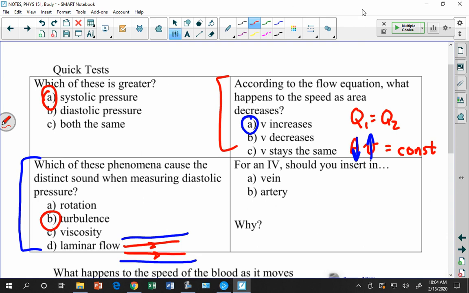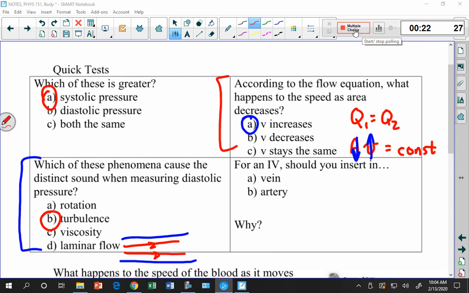All right, so for an IV, where should you insert the needle? In the vein or the artery? In a second, we'll ask why. But now, if you want to put in an IV, where are you going to put it? In the vein or the artery? Okay, looks like most of you know the answer. Do you know why? I'll see you in a second.